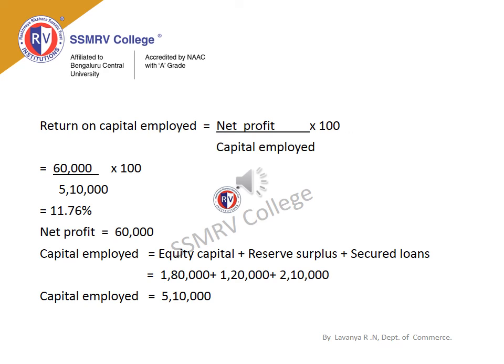From the available data, the capital employed is equity capital, reserves and surplus, and secured loans. Add all the items of capital employed. The capital employed is 5,10,000. Substitute the information in the given formula: 60,000 by 5,10,000 into 100. Simplify it. Then the ratio is expressed in percentage. 11.76 is the return on capital employed.